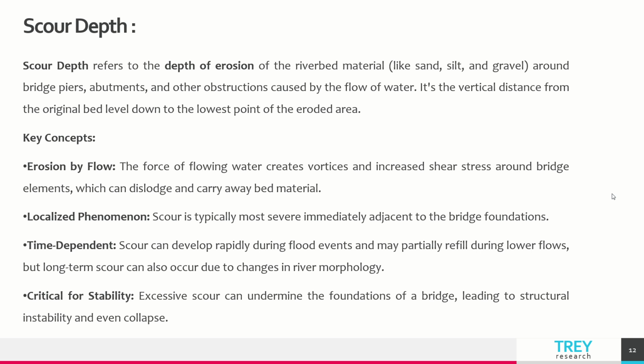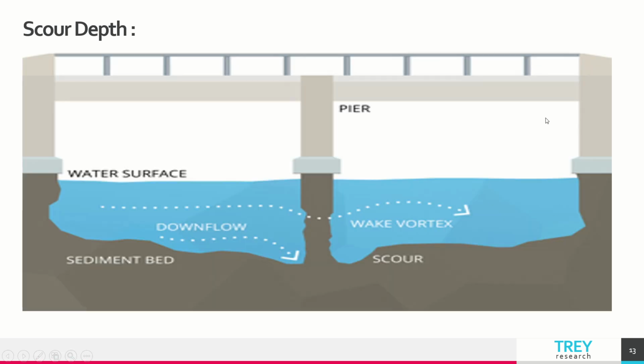silt and gravel. Coming to our next point, I can show you the image regarding the scour depth. Now we can see the pier, the water surface, a downflow, and the wake vortex. And at the bottom, on the downside of the wake vortex, we can see the scour, which I am trying to explain through this theoretical part. Scour looks like this in the image.